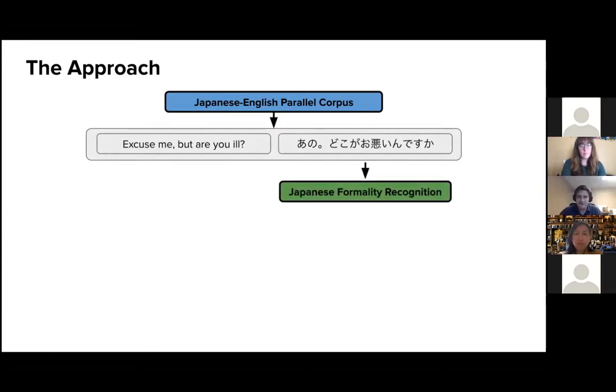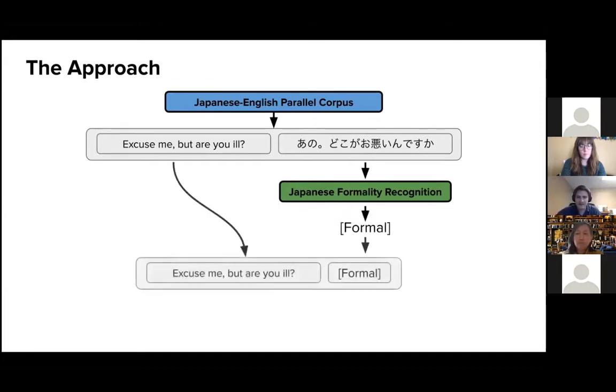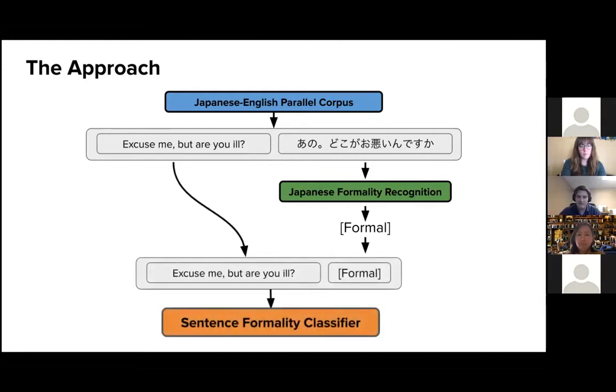We're going to put the Japanese version through a Japanese formality recognition machine, which basically checks to see what register the Japanese is in: formal, informal, or polite. It will give us a tag. And then we can just train on this English data. This is labeled data, and then we can train a sentence formality classifier on that labeled data.